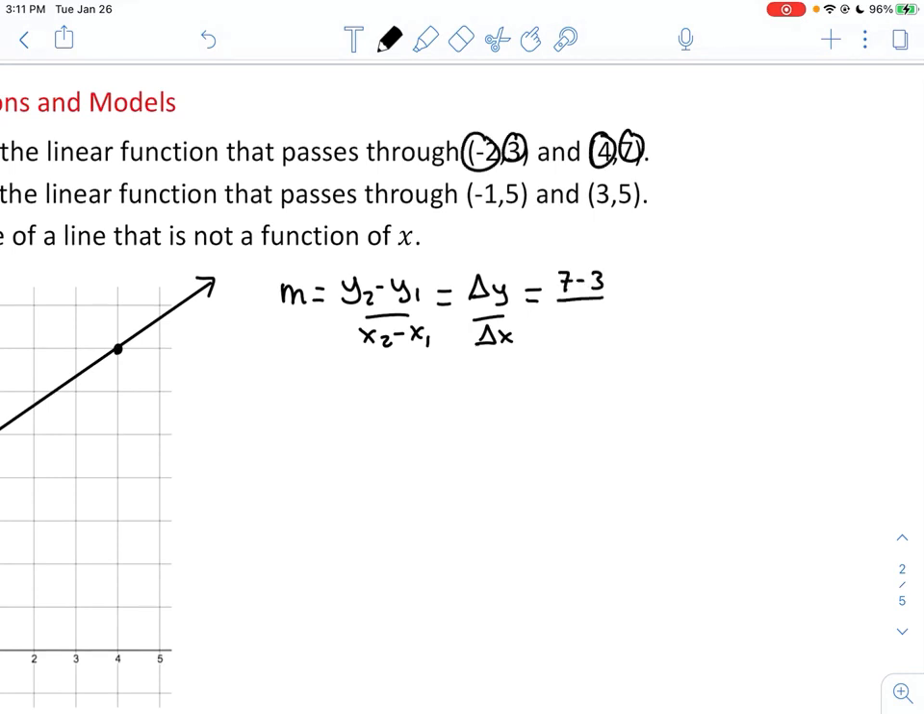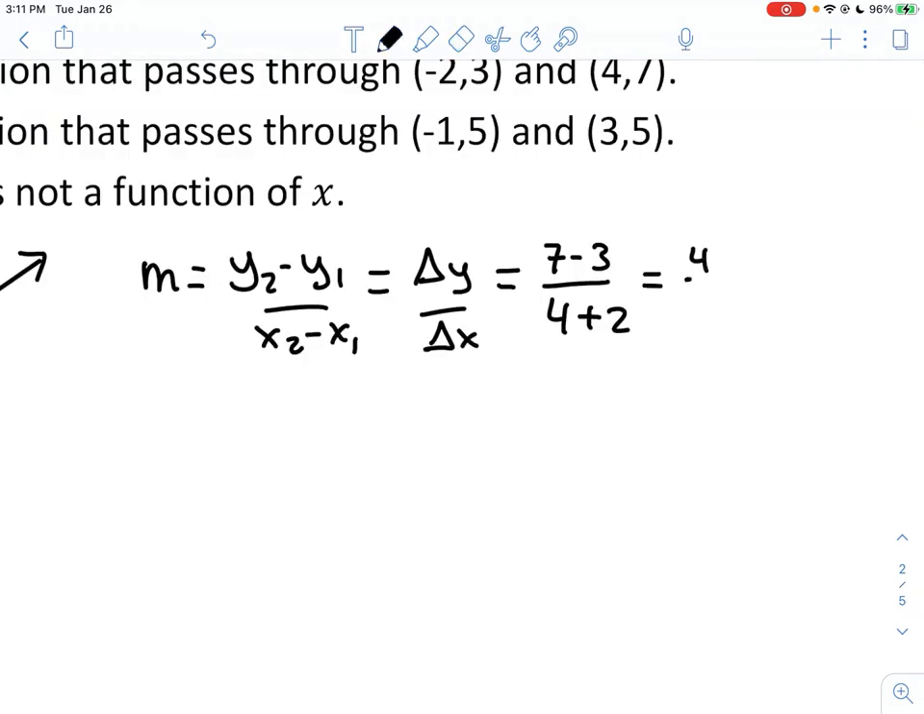Second x minus first x. 4 minus negative 2. So that's going to be 4 plus 2. 7 minus 3 is 4. 4 plus 2 is 6. And so we get a slope of 2/3.